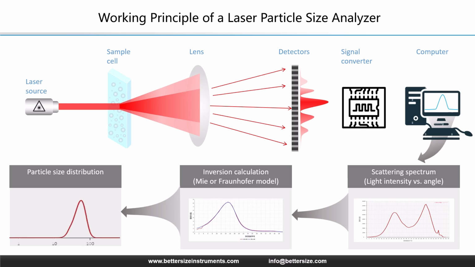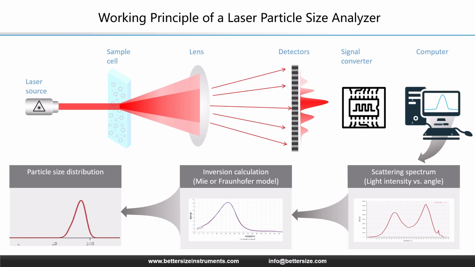Follow the red beam from the left. The hardware. When we fire the laser source, it passes through the sample cell, where it hits your particles. As we just learned, the light scatters. The optics. The scattered light passes through the lens, which will focus it onto our array of detectors.